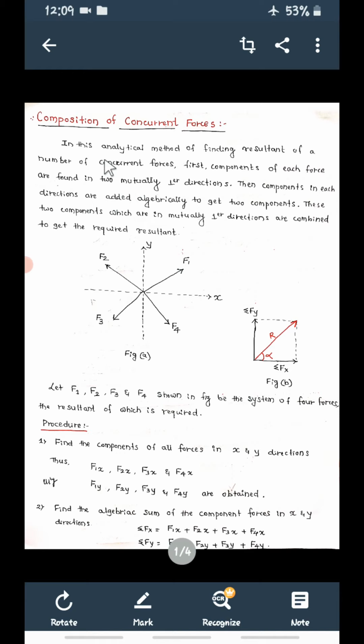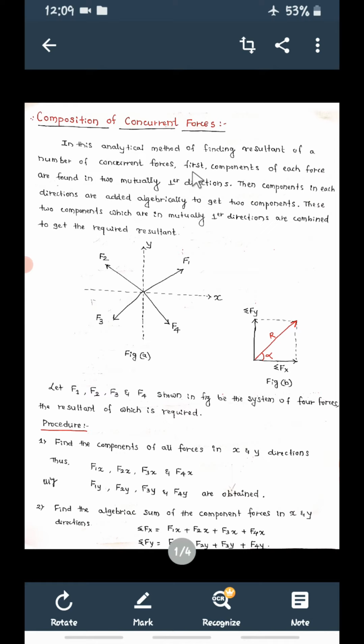In this analytical method of finding the resultant of a number of concurrent forces, see this sketch, there are four forces F1, F2, F3 and F4. All these forces I need to combine and find a single resultant. So that is important. That single resultant will have the same effect as that of the number of forces. Then how to combine these forces and finally find the resultant, we are going to see.